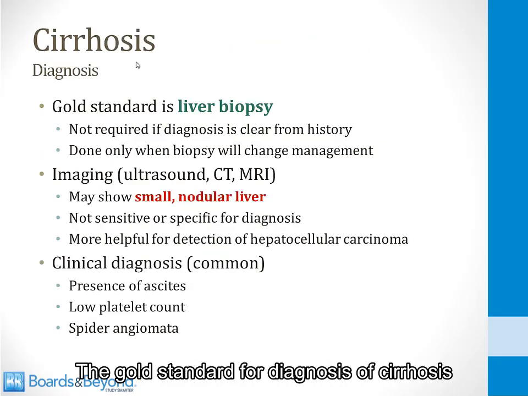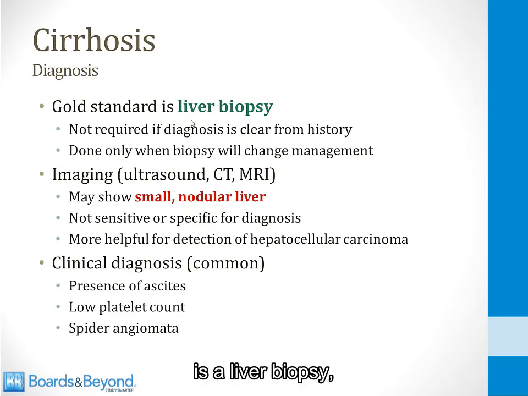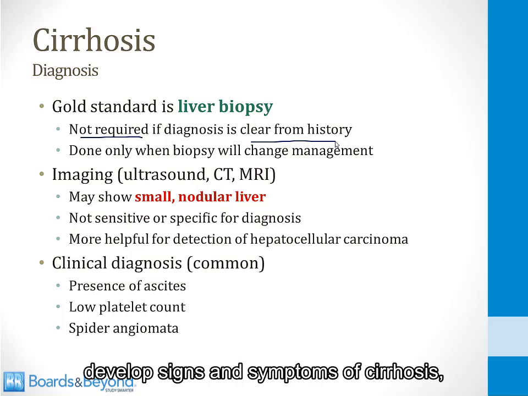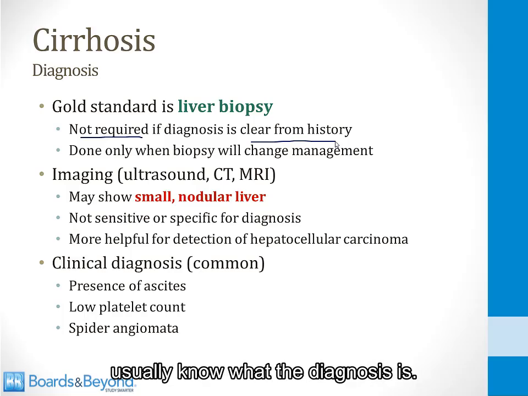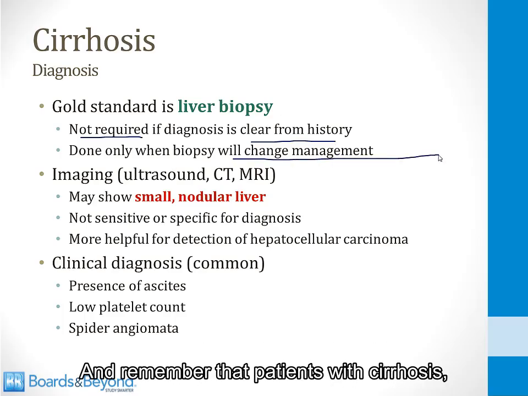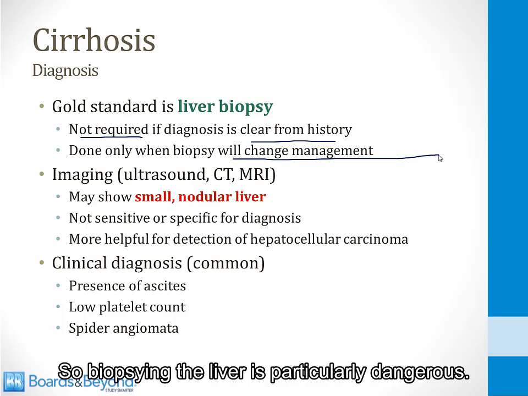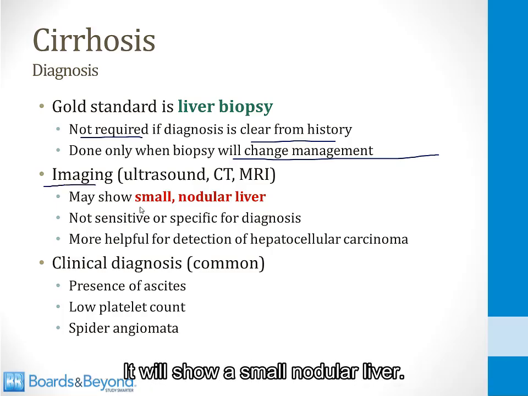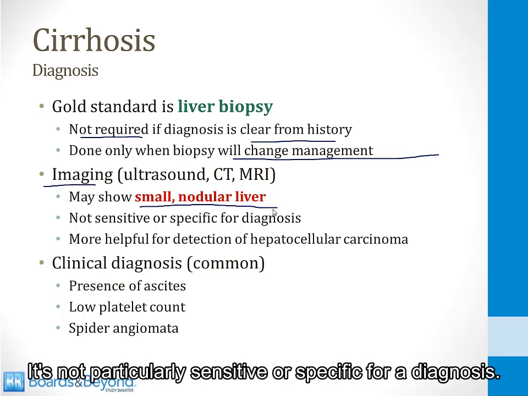The gold standard for diagnosis of cirrhosis is a liver biopsy, but this is often not required if it's clear from history. For example, if a patient with known chronic liver disease develops signs and symptoms of cirrhosis, you usually know what the diagnosis is. The biopsy is only done when it will change management, and remember that patients with cirrhosis have a coagulopathy, so biopsying the liver is particularly dangerous. Sometimes imaging is used, like ultrasound or CT or MRI. It will show a small nodular liver. It's not particularly sensitive or specific for a diagnosis.